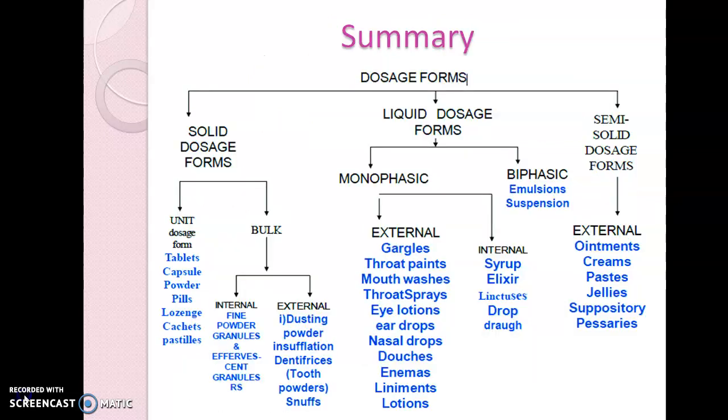So summarizing the session, we started with drug, excipient, and dosage forms. Dosage forms are further classified into solid, liquid, semi-solid, and gaseous. Solids are further classified into unit dose and bulk dosage forms. Bulk dosage forms are further classified into internal and external. Then liquid dosage forms are classified into monophasic, that means solutions, and biphasic, suspensions and emulsions. Monophasic dosage forms are further classified into external and internal dosage forms. Semi-solids, most of them are external. Avaleha is the only internal one. And last is gaseous dosage form, where we discussed aerosols and inhalation.